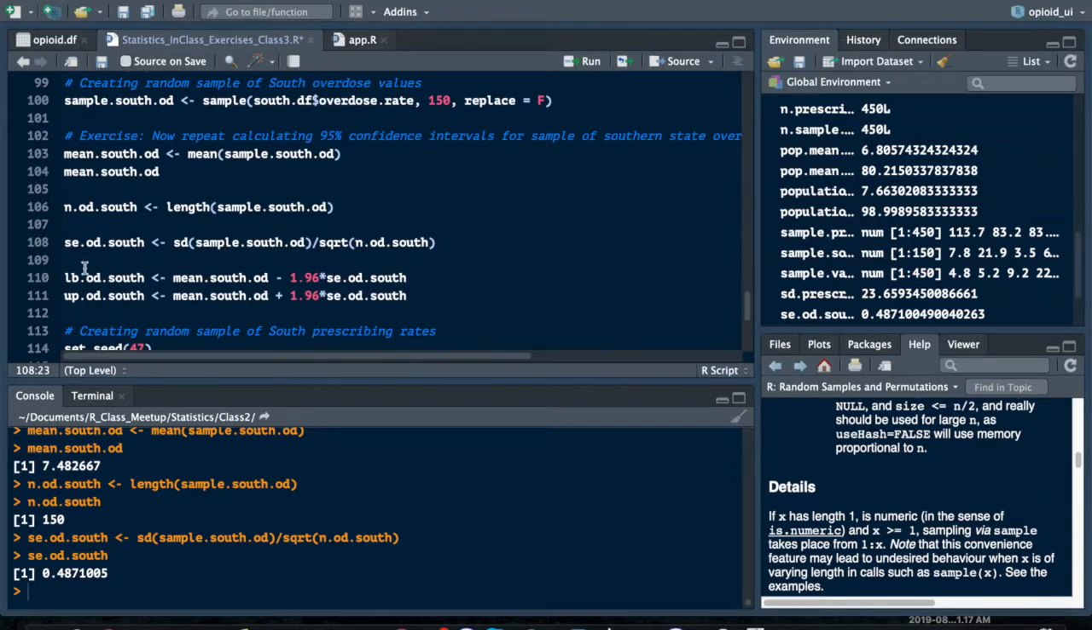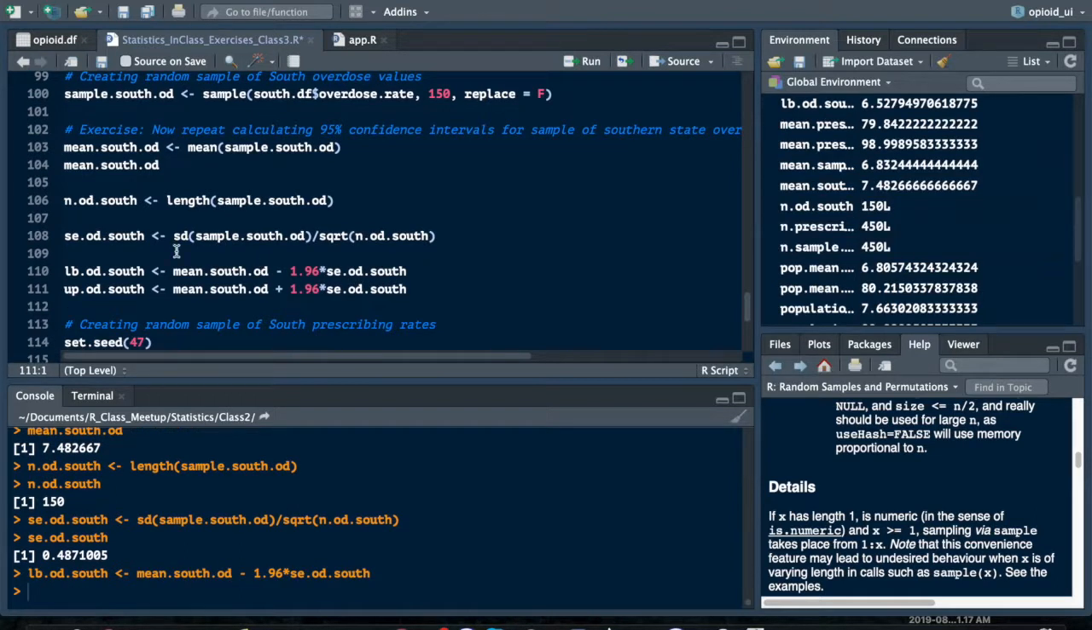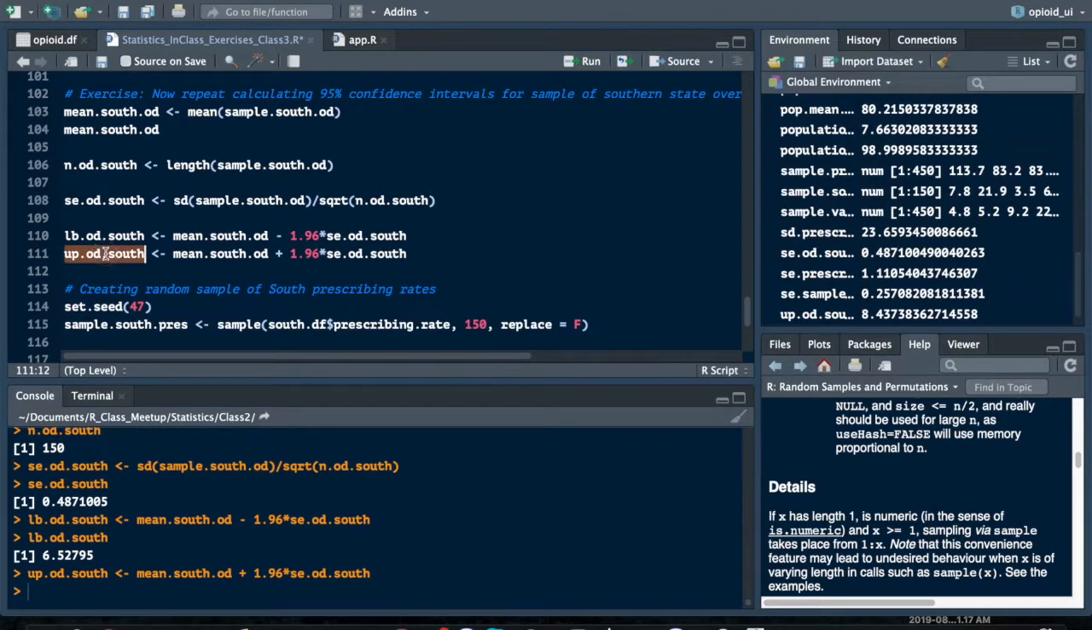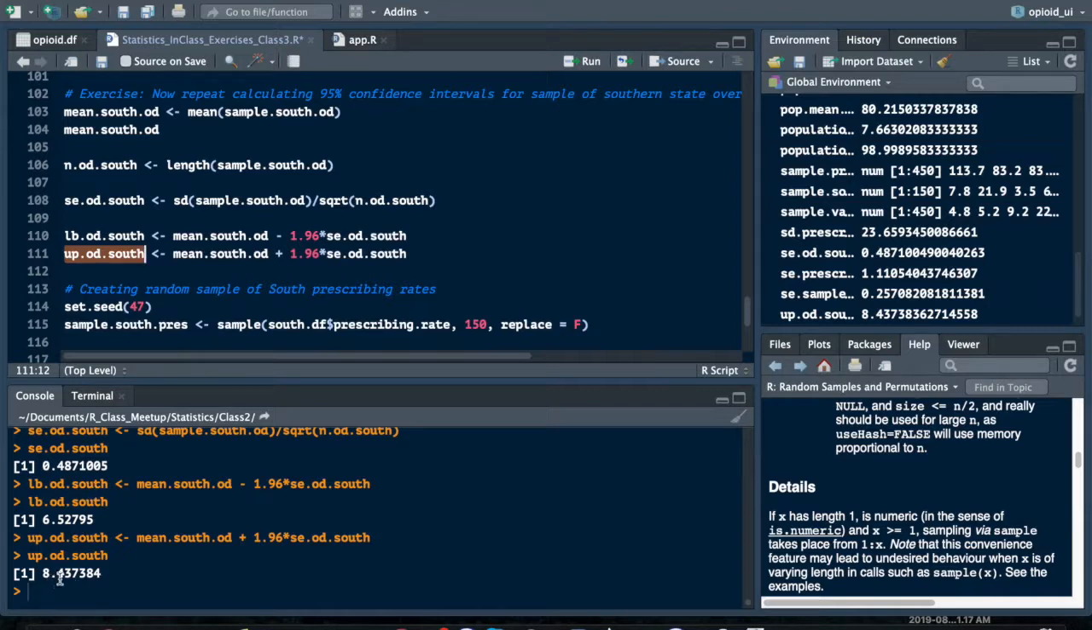So we have our lower bound, .od.south. We're setting that as the variable name. We take our mean and then subtract 1.96, which is the z-score for a 95% confidence interval, times the standard error. That gives us our lower bound, which if we print it is 6.527. Now, to find the upper bound of the confidence interval, we again take that mean and add 1.96, our z-score for a 95% confidence interval, times the standard error. If we print that, our value is 8.43.